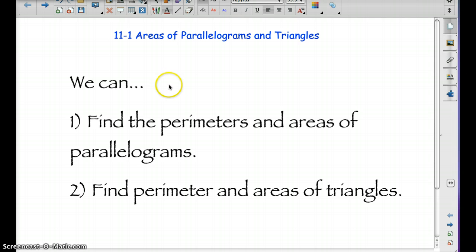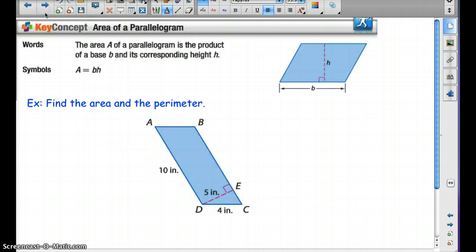We're going to talk about areas of parallelograms and triangles. We can find the perimeters and areas of parallelograms and find perimeter and areas of triangles. So that's our objectives for today.